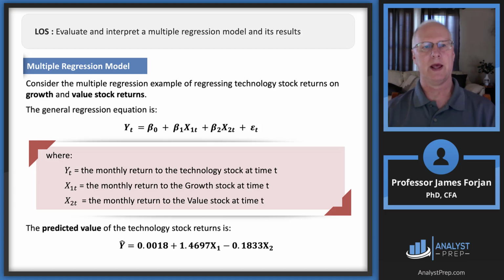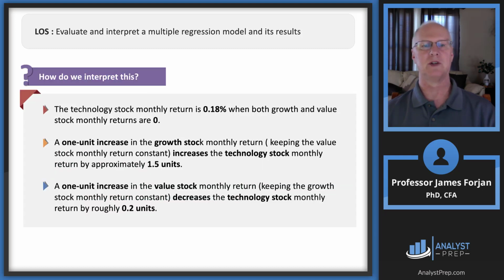So let's go ahead and ask ourselves a summary question of what we've been doing all along here. Evaluate and interpret a multiple regression model and its results. All right, so let's go back to our technology and stock returns. So there's our model at the bottom there, y hat, 0.1846 and 1.4583. Our independent variables are the monthly returns on the growth and the value, and the dependent variable is the monthly returns to technology stock.